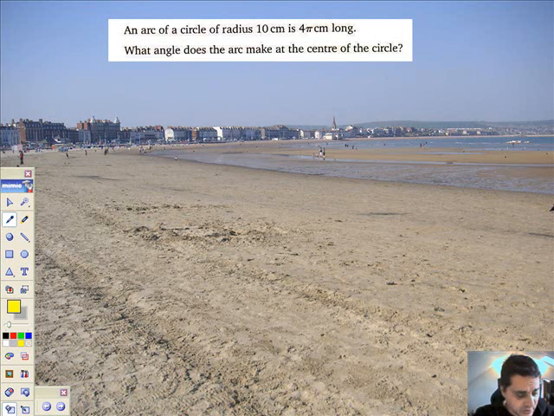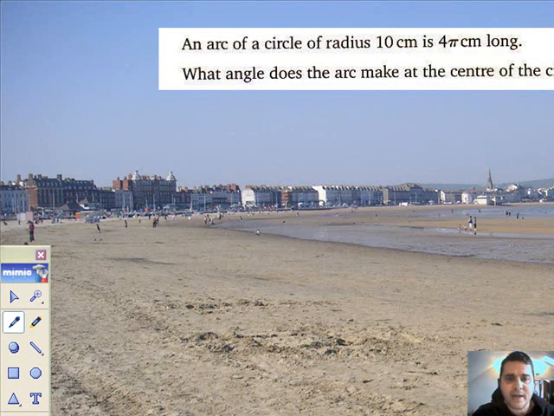So this is question 2 as a starter, grade A question. Remember, this topic is all grade A or A star. So I'll do one grade A question, then we jump straight into A star. So question 2 is up there written for you. It says the arc of a circle of radius 10 centimeters is 4 pi centimeters long.